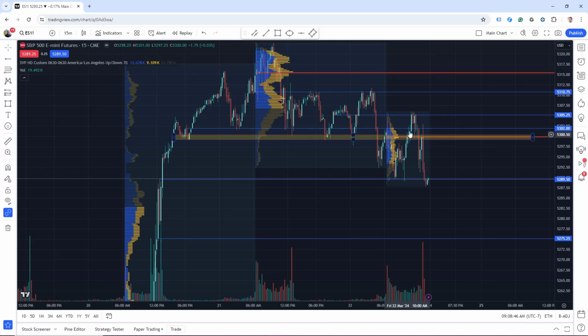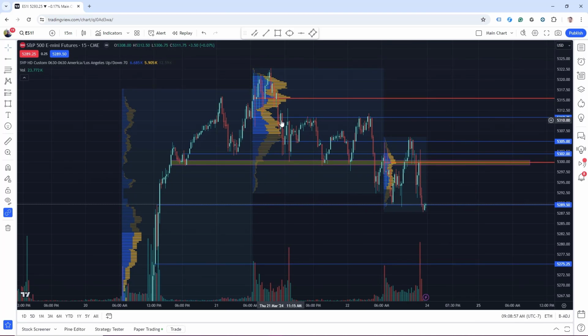So came back up to test this area right here, which if we move this over on this session, we can see that the value area on this session, there was a lot of volume traded here, also indicated by the value area. So price came back up to test that area right here. There's the bottom of the value area, but I would say there's a lot of volume traded here. So I'd almost move that down to reflect this area.